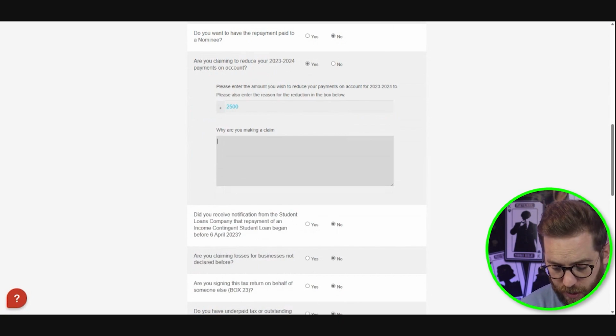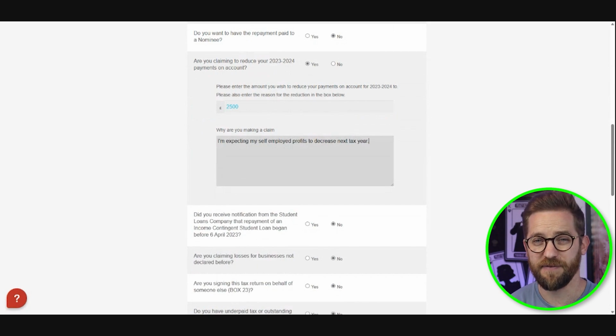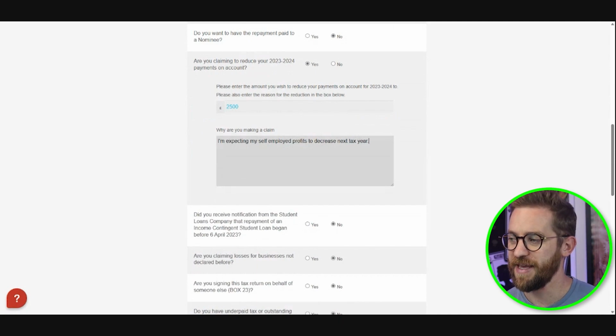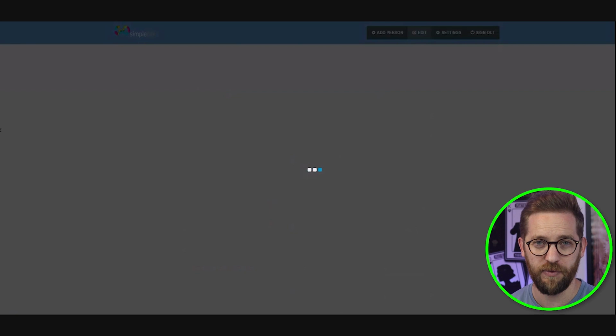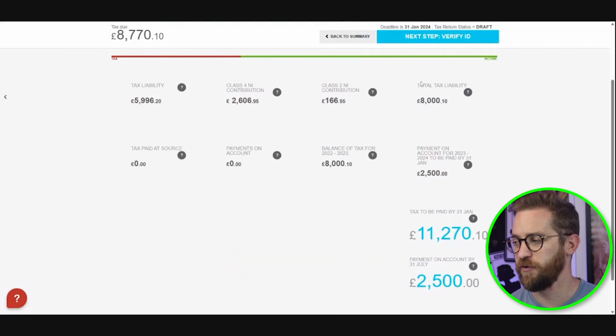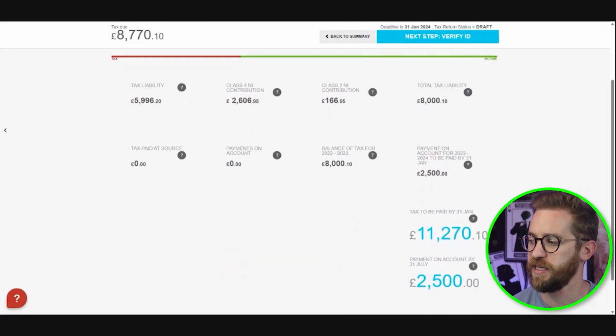So I can say I'm expecting my self-employed profits to decrease next tax year. And that would be sufficient to explain to HMRC why you're doing that. You can put a little bit more, you can put a little bit less, providing you're getting your point across there. If I then head back to the calculation page, again, we should see that those payments on account have been overwritten with my £2,500 that I've entered. And here, instead of paying nearly £4,000 for each payment on account, you can see that my £2,500 entry has overwritten these.